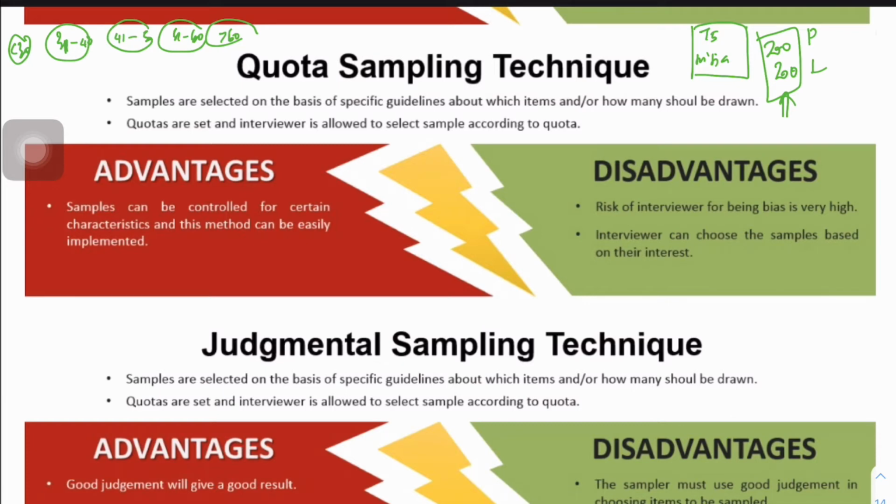So quota are set and interviewer is allowed to select sample according to quota. So kita set quota dulu. Katakan quota kita 200 perempuan, 200 lelaki, and then we will pilih sample based on quota. 200 pelajar perempuan kita ambil je secara random 200 orang, dan 200 pelajar lelaki kita ambil je secara random. Kenapa dia dipanggil sebagai non-probability sampling technique? Kerana kita tidak memerlukan sampling frame. Tak perlu pun semua population dalam Malaysia ada dilistedkan, tak perlu. Asalkan cukup berapa jumlah yang kita nak ambil, sampel yang kita nak.